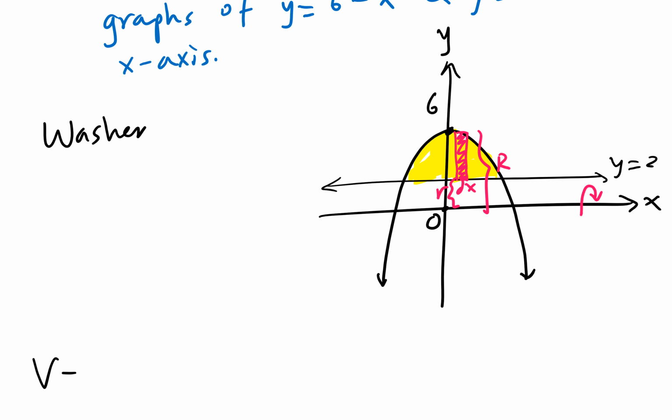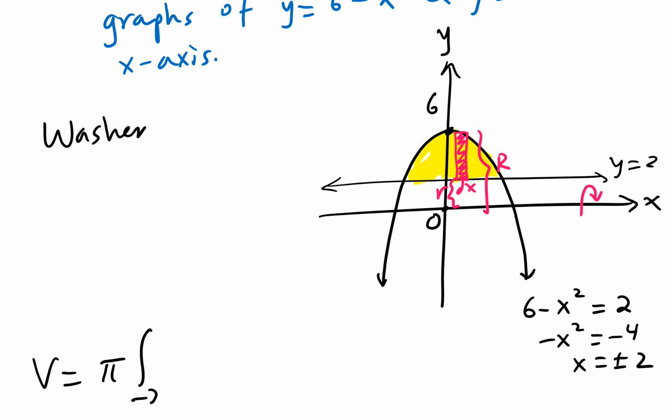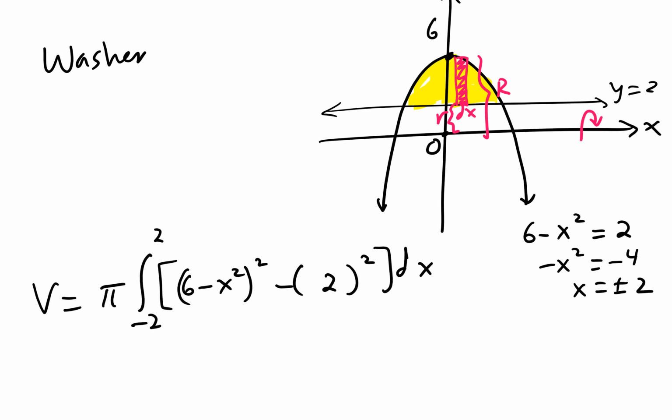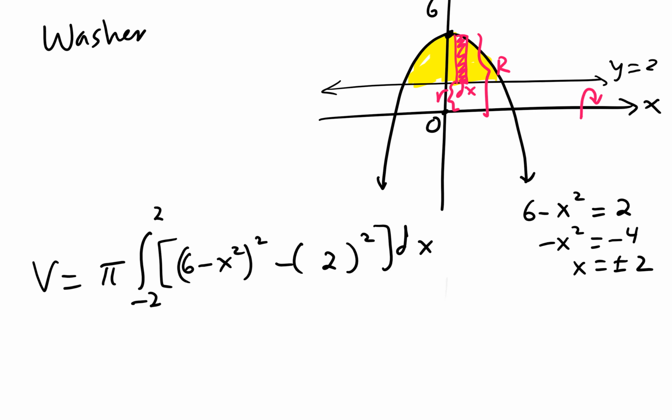So the volume in this case is pi times the integral, and we need to see where they intersect. We set them equal to each other. Negative x squared is 2 minus 6, negative 4. x is plus or minus 2, so it's from negative 2 to 2. We take the first one squared, the function itself, 6 minus x squared, minus the 2 squared. And then it's easy to integrate something like this.